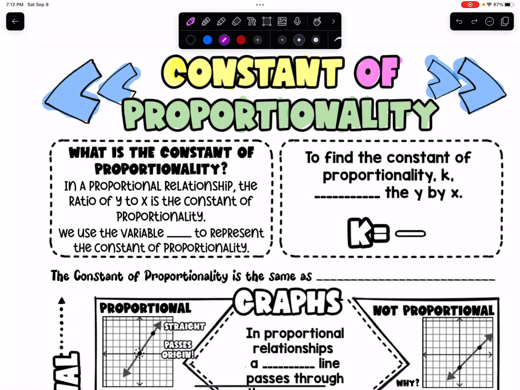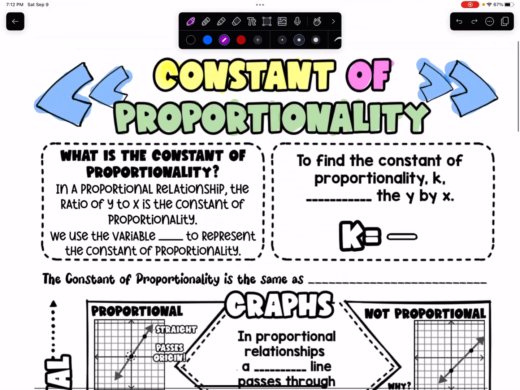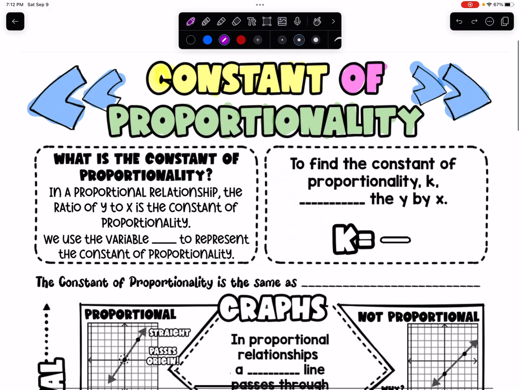All right, we are going to talk about the constant of proportionality. There are three ways that you can tell if a relationship is proportional. You can tell from the graphs, from tables, or from equations. Our book actually splits this up into 3 lessons, but I'm going to make one video for the whole thing.